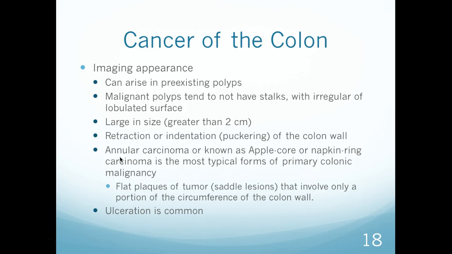So annular carcinoma, also known as apple core or napkin ring carcinoma, is the most typical form of primary colonic malignancy. There are flat plaques of tumor, called saddle lesions, that may involve only a portion of the circumference of the colon. Ulceration is normal also with this.